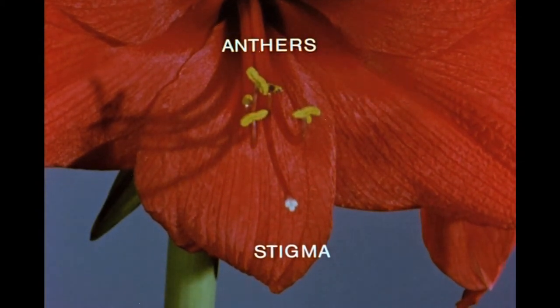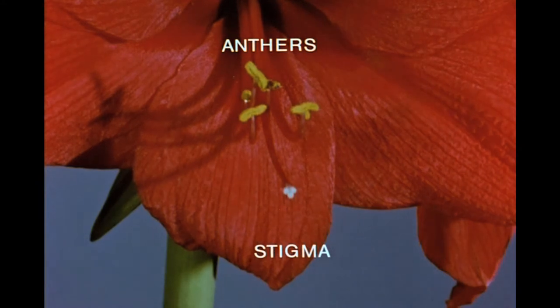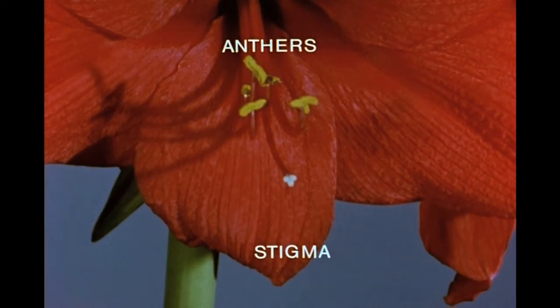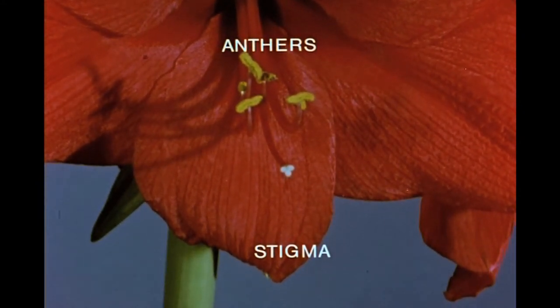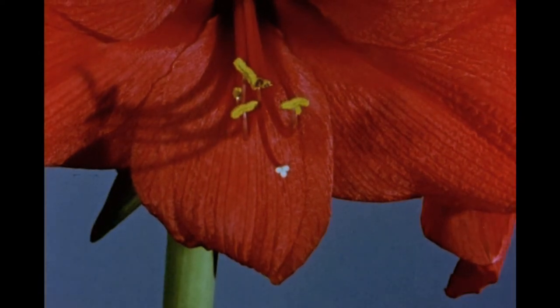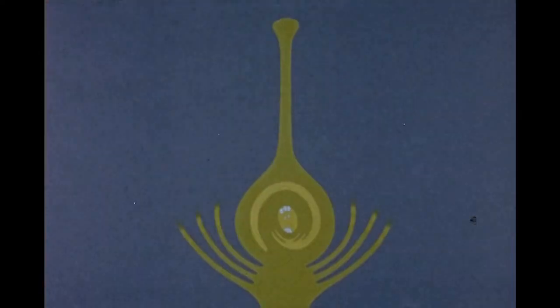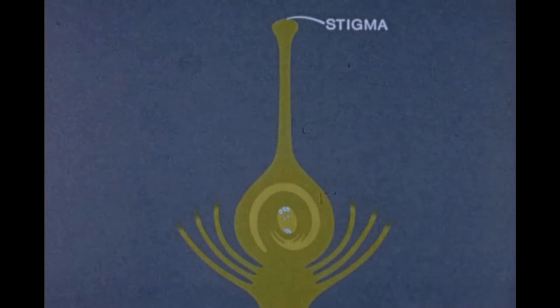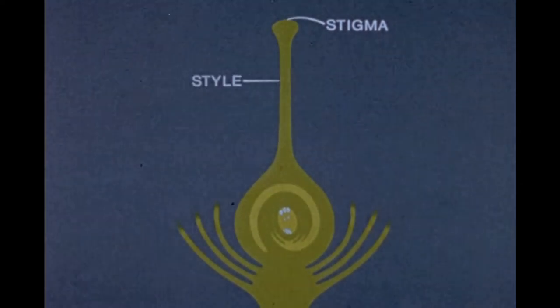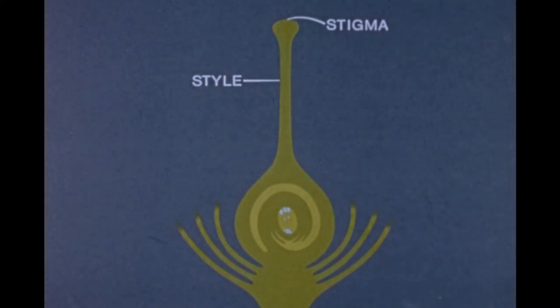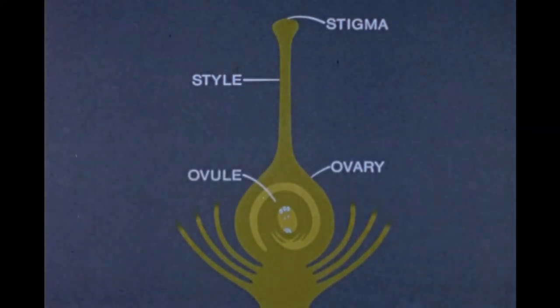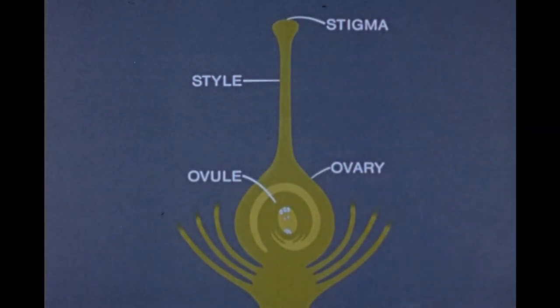In the mature flower of Amaryllis, when the anthers burst, pollen grains are liberated. The female part of the flower is the pistil, which consists of the stigma, the style, the ovary, with one or more ovules.